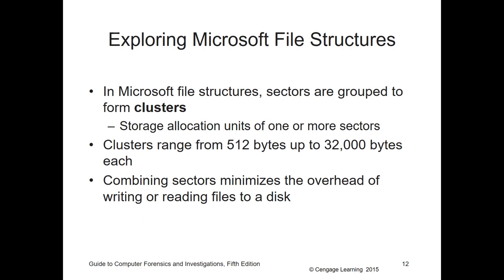So let's go ahead and explore Microsoft file systems. In Microsoft file structures, we're talking about sectors, and they are grouped into collections called clusters, a storage allocation unit of one or more sectors. A cluster can range from the default 512 bytes up to 32,000 bytes. Basically, we're combining sectors to minimize the overall overhead of writing or reading files to a disk. But at the same time, if we have clusters that are too large, we can start wasting space.